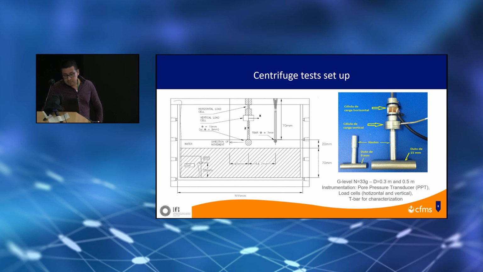In addition, this G level of 33 G was selected aiming at covering diameters representative of the industry, and also to ensure the capacity of the actuators. So it's some kind of a balance between the capacity of the instrumentation and also representing real conditions.